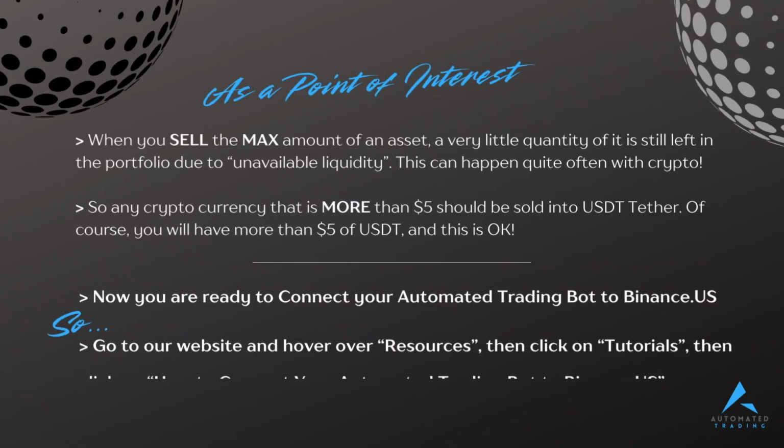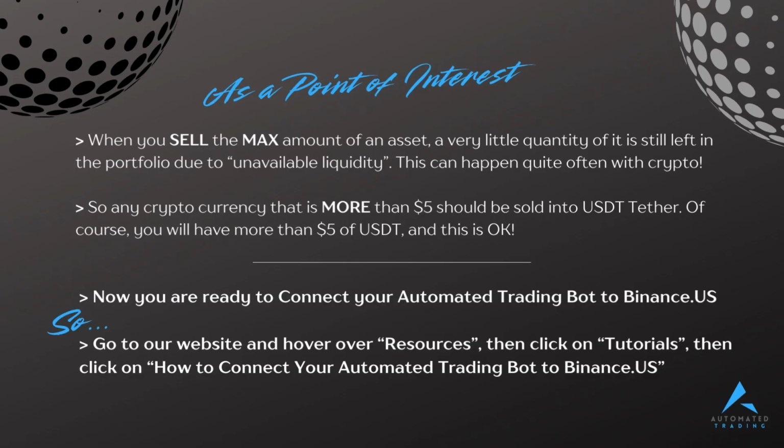Now, as a point of interest, when you sell the max amount of an asset, a very little quantity of it will still be left in your portfolio due to unavailable liquidity. This can often happen with crypto. So any cryptocurrency that is more than $5 should be sold into USDT Tether. Of course, you will have more than $5 of USDT, and that's okay.